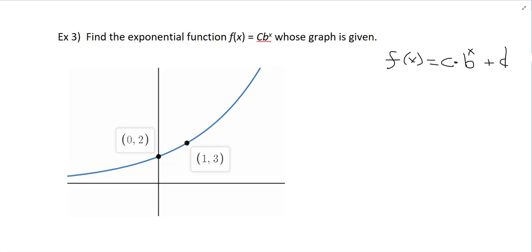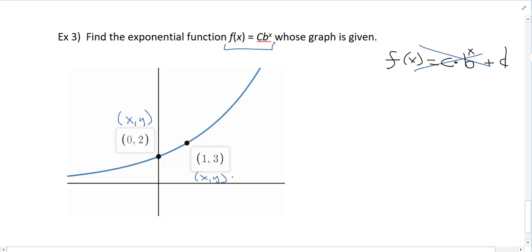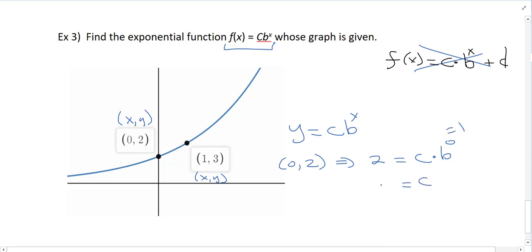Let me just cross this out for a minute because that's not what we're using. We're going to use f of x equals c b to the x. What this means is that I have an x and a y value here, and the same thing here. This is helpful because when I am working with the equation y equals c b to the x, I can use those points. So when I have the point (0, 2), that means x is 0, y is 2. That translates to 2 equals c times b to the x. Well, x is 0 based on that point. B to the 0 is 1, so I'm just left with c equals 2.